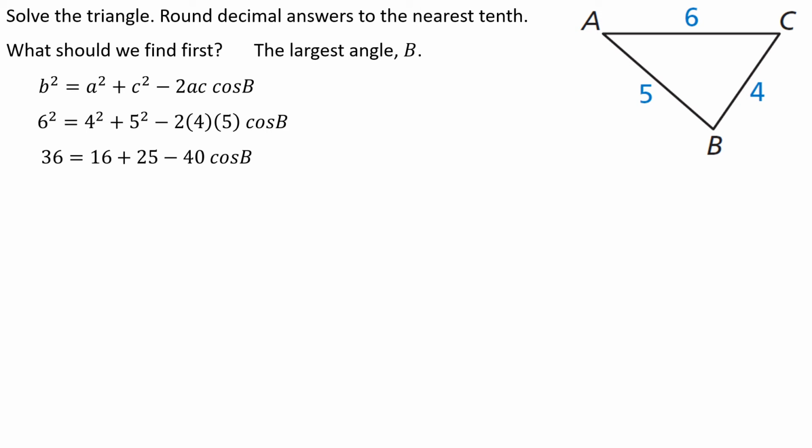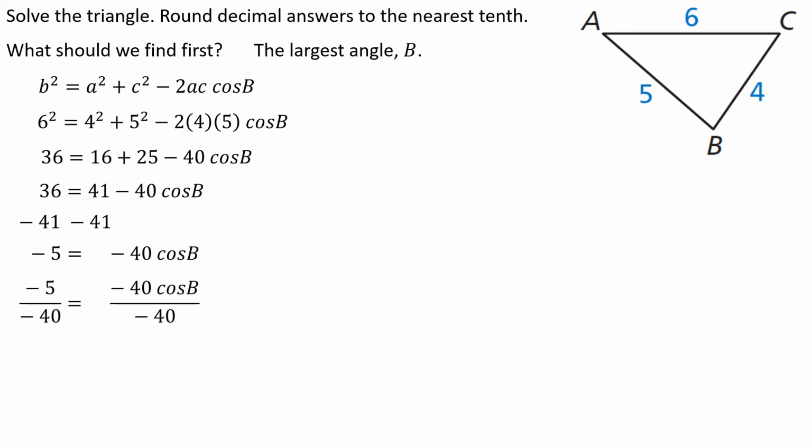But now when I combine like terms, be careful. Right, the 16 plus 25 I can combine and get 41. I cannot do 41 subtract 40. Right, those are not like terms. The 40 has a cosine function hanging onto it. So instead, I'm going to subtract 41 from each side of the equation. And now I'll say, aha! To get cosine of B all by itself, let's divide each side by -40.